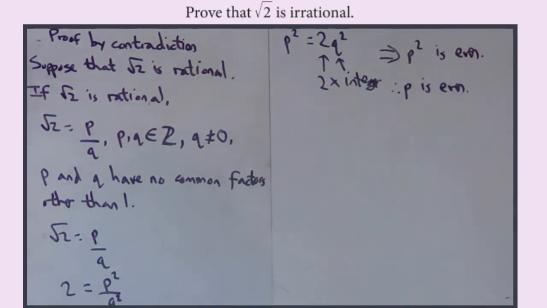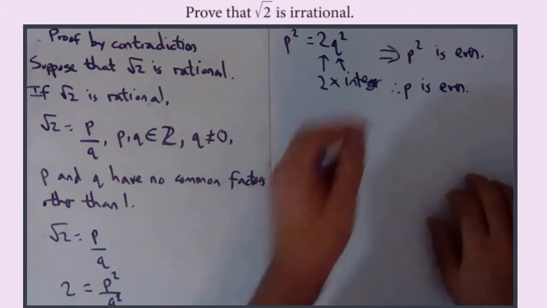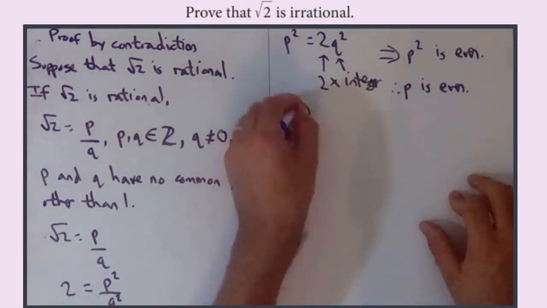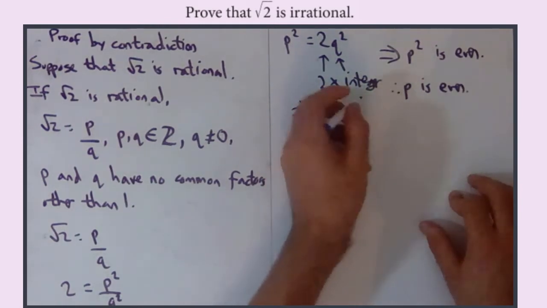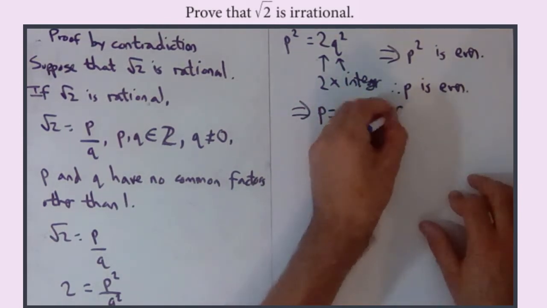Okay. Right, so if p is even, then that means p can be written as 2k for some integer k.